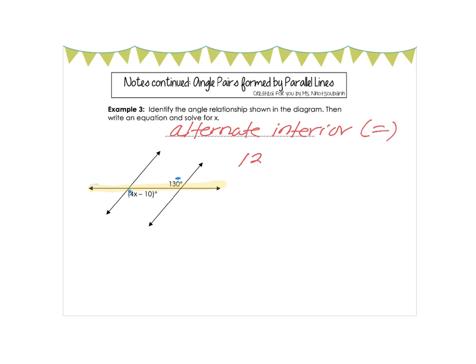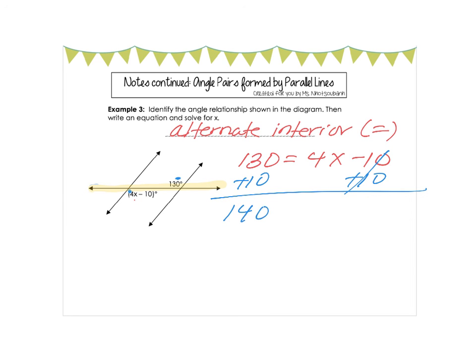So 130 is equal to that angle, 4x minus 10. And now we're just going to solve. Add 10 to both sides, just like a regular equation. I have 140 equals 4x, and we're going to divide by 4. And then x is equal to 35. So then that is my answer.